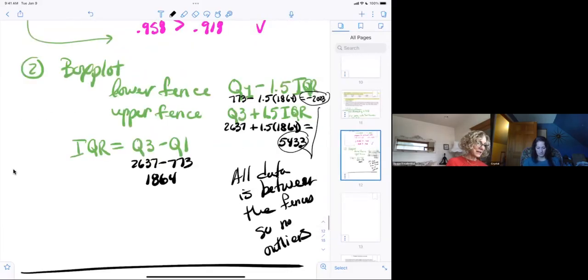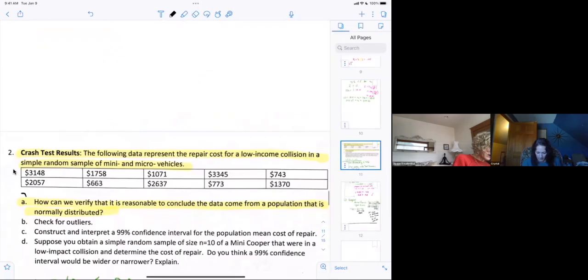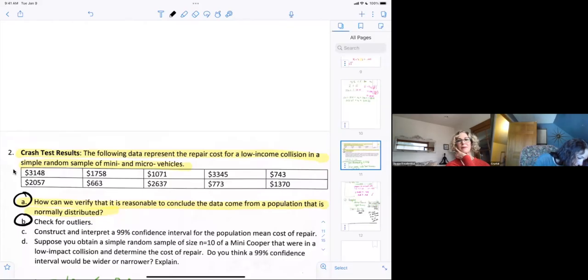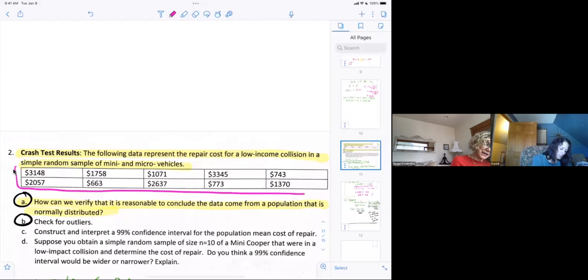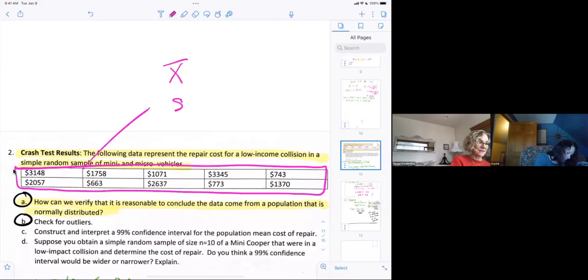And by moving ahead, that means we need to go back and remember what the problem is. So here's the problem. How can we verify? We just did through all that. We just checked for outliers. So part C, construct and interpret a 99% confidence interval for the population mean cost of repair. I am not given a mean. So because I have all of this in StatCrunch, I need to find the mean and the standard deviation.